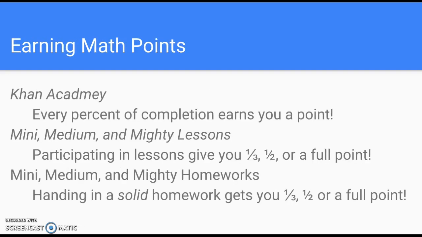All right, so now we'll talk a little bit more about the specifics. So every percent you make in Khan Academy means another point. So how else do you make points? Well, through lessons and homeworks. A small lesson or homework gets you 1/3 of a point. A little bit bigger, a medium lesson gets you 1/2 a point. And if you do a mighty lesson, that's worth an entire point, the same as a 1% completion. So you can kind of mix and match. Maybe one week you do more lessons, maybe fewer the next week.